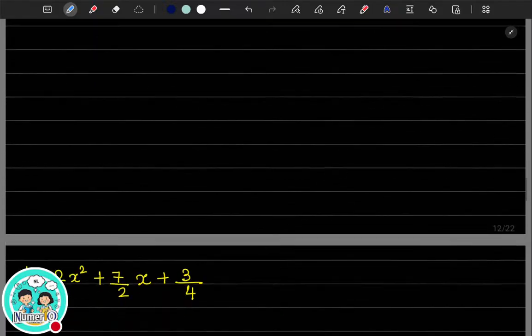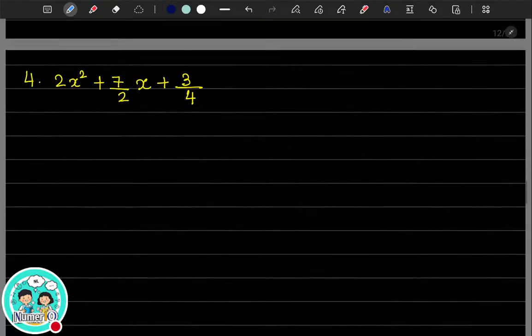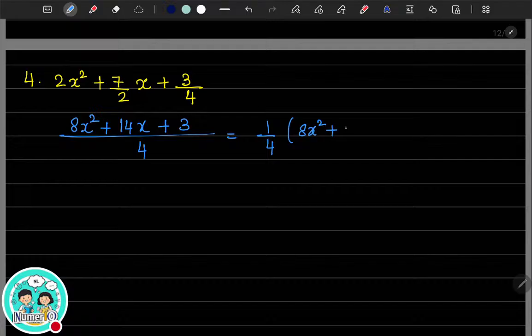Now let's move on to the next question, which is 2x square plus 7 by 2x plus 3 by 4. The first thing that we have to do is take the LCM, 4. So the numerator becomes 4 into 2, 8x square plus 2 into 7, 14x plus 3. If you take 1 by 4 common out, you will get 8x square plus 14x plus 3 is equal to 0.